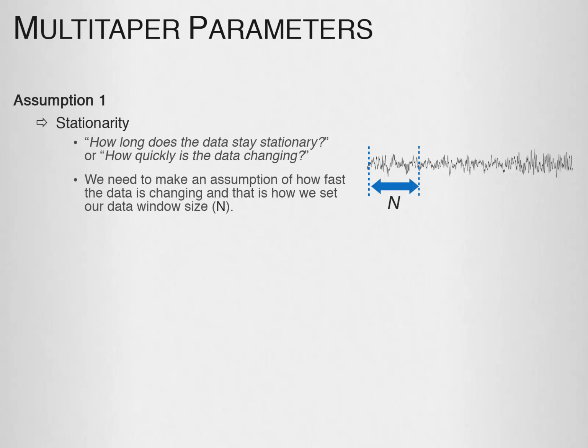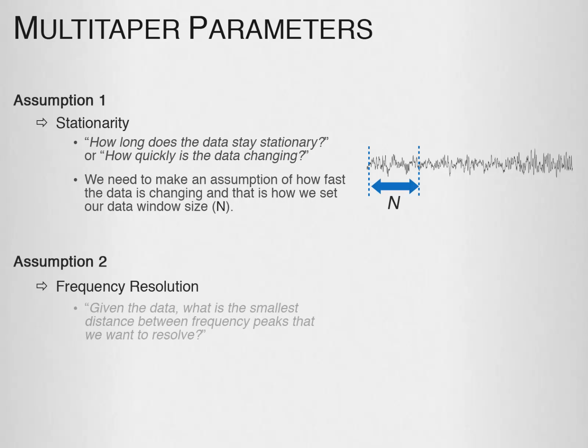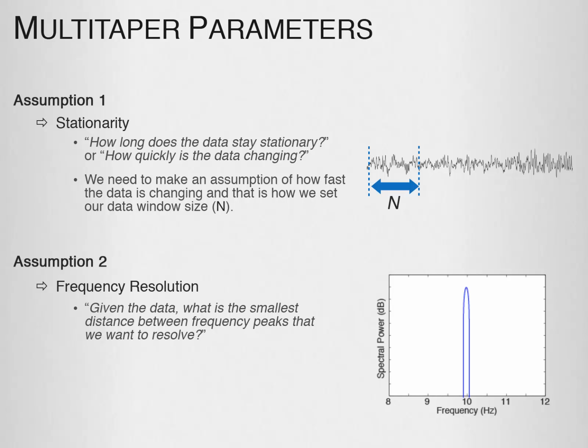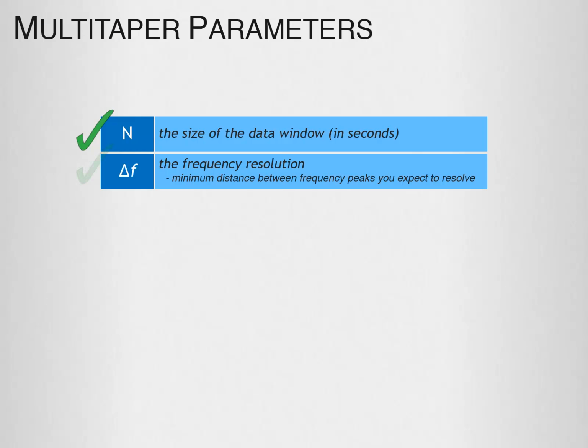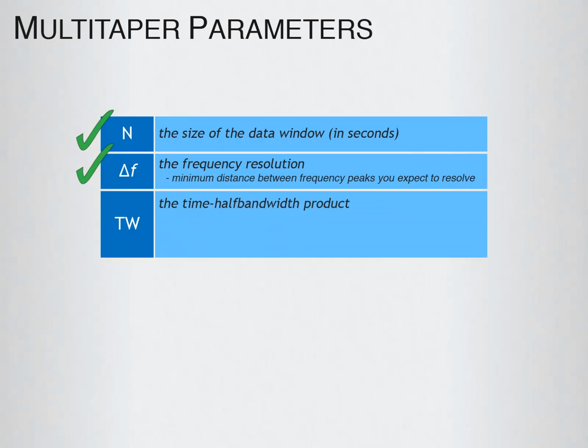data window size. The second assumption is with regards to the frequency resolution. Given the data, what is the smallest distance between frequency peaks that we want to be able to resolve? Answering this question is how we set the desired width of our main lobe, which we call the frequency resolution. With N and delta f set, you can then calculate the time half bandwidth product. The time half bandwidth product is simply our window size multiplied by our frequency resolution divided by 2.